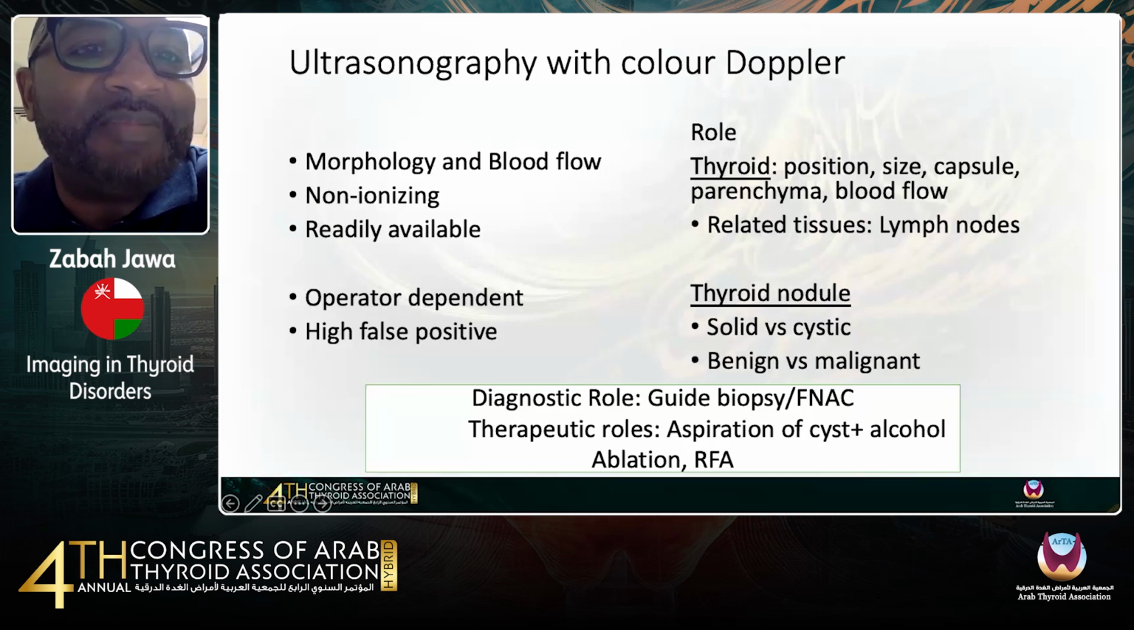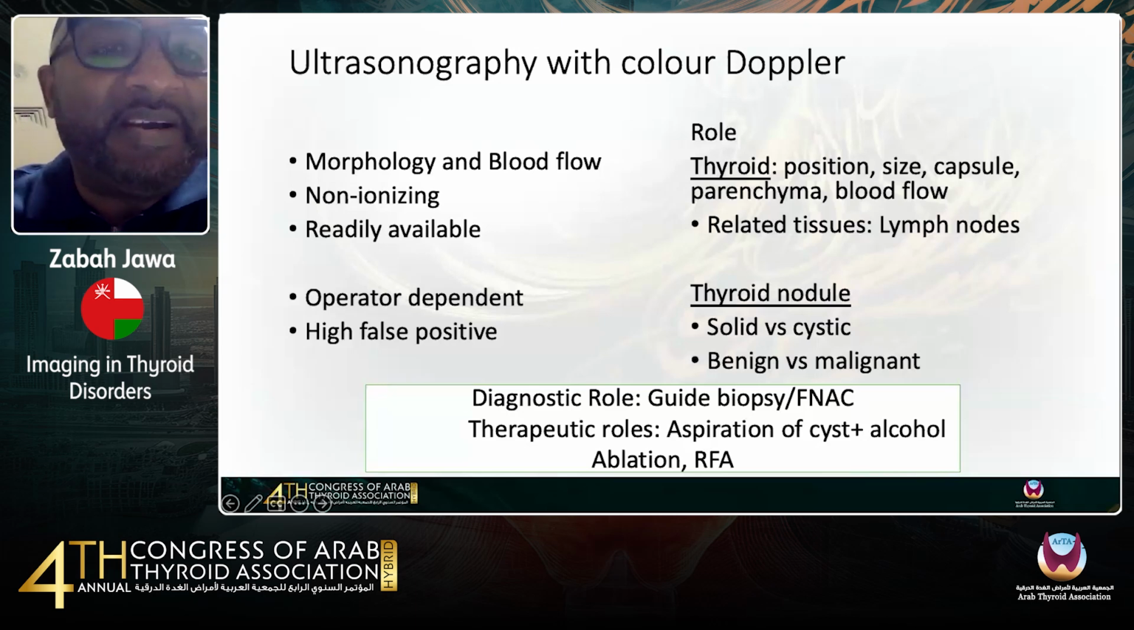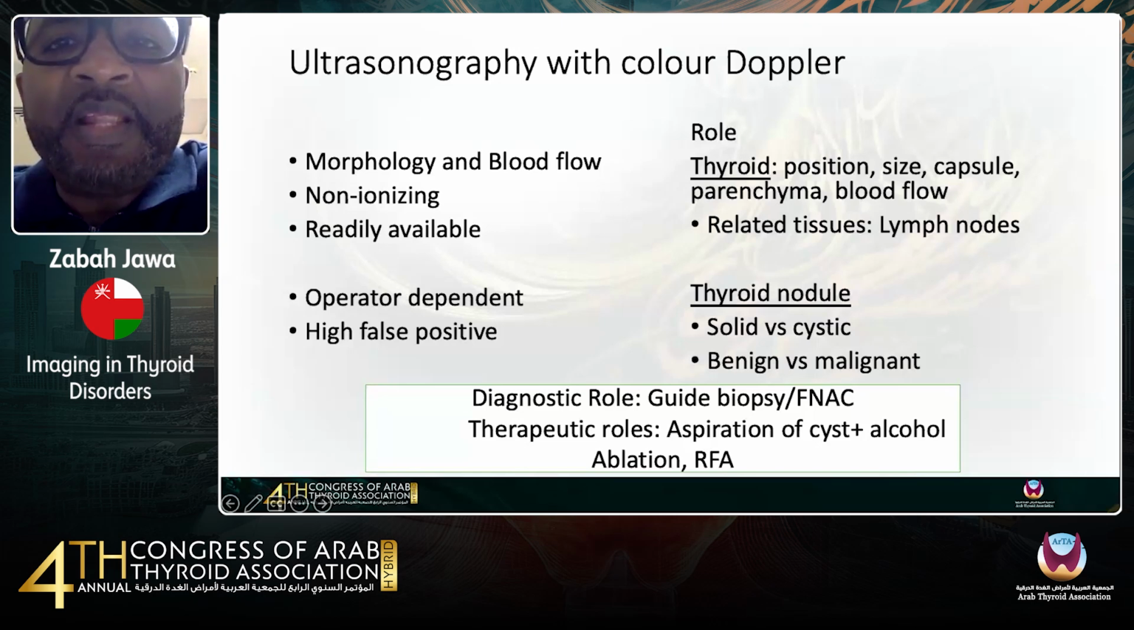It is readily available. But the drawback of thyroid ultrasound is that it is operator dependent, and there is a high chance of a false positive rate from ultrasound. Now, ultrasound gives you the position, the size, the capsule, the parenchyma of the thyroid tissue, and of course, blood flow. And like I said, it also helps you to assess lymph nodes.